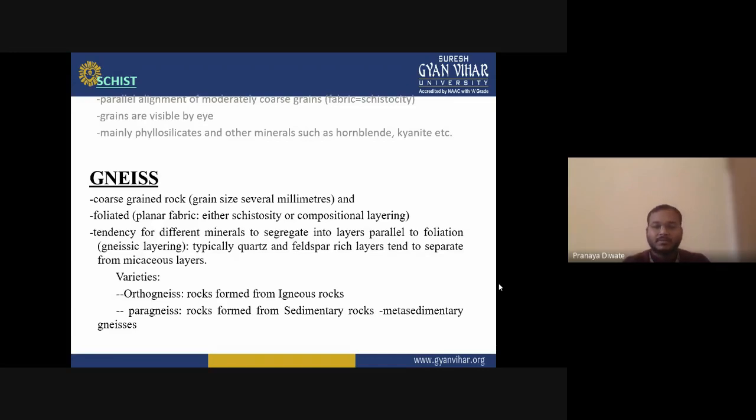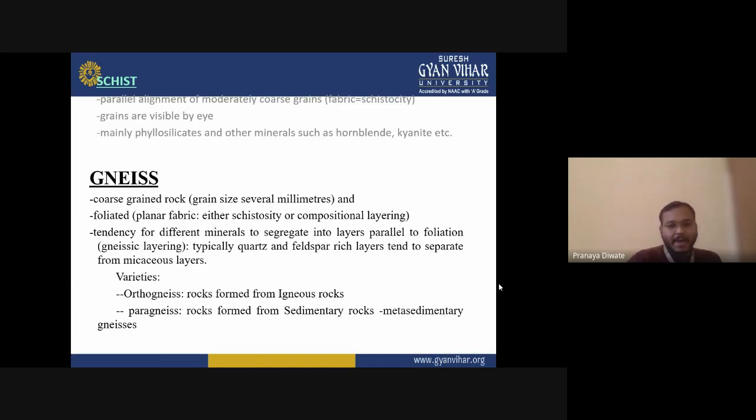It has a planar fabric, either schistosity or compositional layering. This is known as foliation, or a foliated rock. There is a tendency for different minerals to segregate into layers parallel to the foliation. Typically, quartz and feldspar rich layers tend to separate from the micaceous layers.